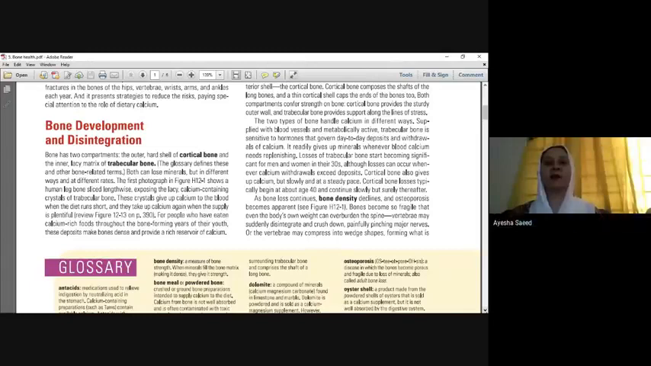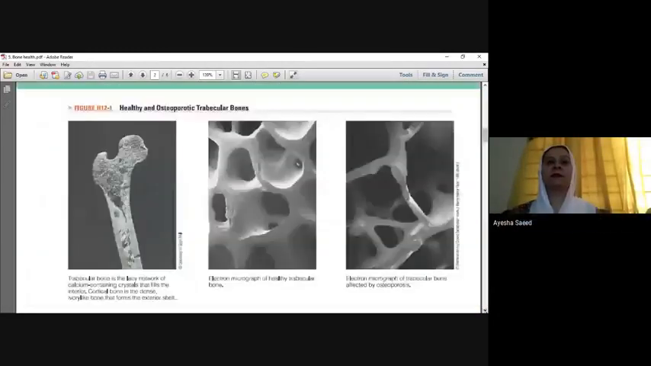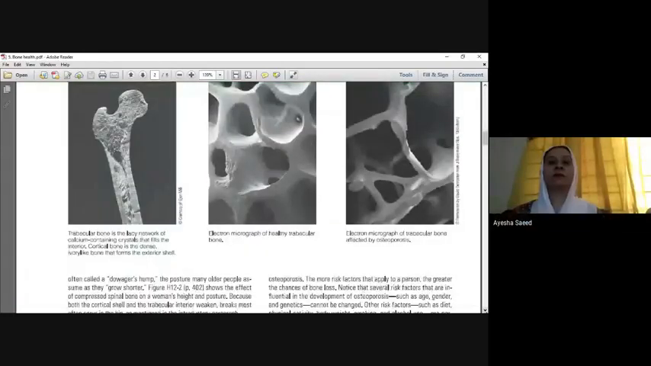The first photograph in figure H12.1 shows the lacy network and the outer covering. Trabecular bone is a lacy network of calcium-containing crystals that fill the interior. Cortical bone is the dense ivory-like bone that forms the exterior shell. So you can see there's an inner part that is lacy and the outer part is hard. This is a transverse section of the bone. The bone has been sliced in half vertically.